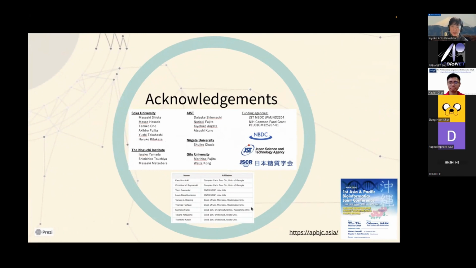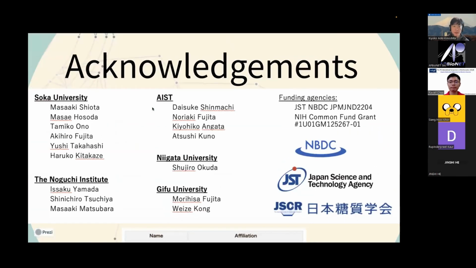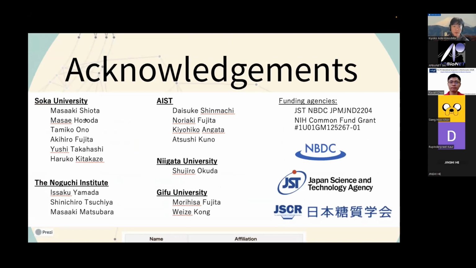So finally, acknowledgements. The MicroGlycoDB collaborators are listed here: the University of Georgia and University of Lille, and in Washington University in the US, and Kagoshima University and Kyoto University in Japan. They've been really helpful and generous to provide their data. And the Glycosmos project has been supported by the NBDC, JST, and the Japanese Society for Carbohydrate Research. And these are the current people working on the project, but we have many more who have worked in the past. It's been a long project and very fruitful.